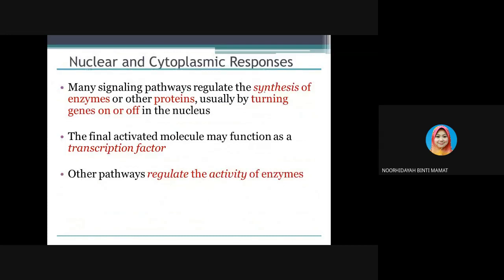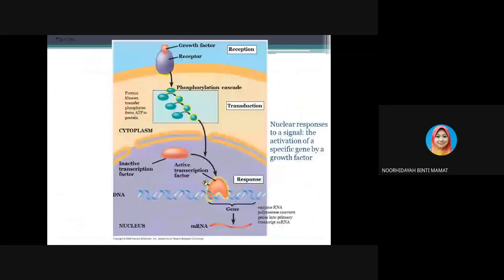Many signaling pathways regulate the synthesis of enzymes or other proteins, usually by turning genes on or off in the nucleus. The final activated molecule may function as a transcription factor, and other pathways regulate the activity of enzymes. All right, so we see here, for example, we talked about the growth factor. The molecule here is a growth factor, and it will bind to the receptor.